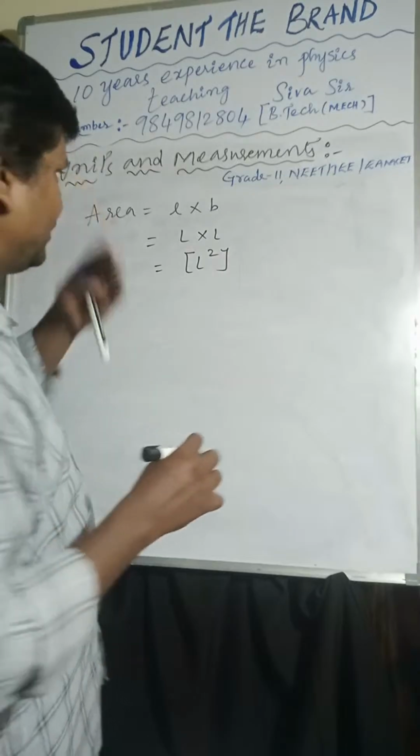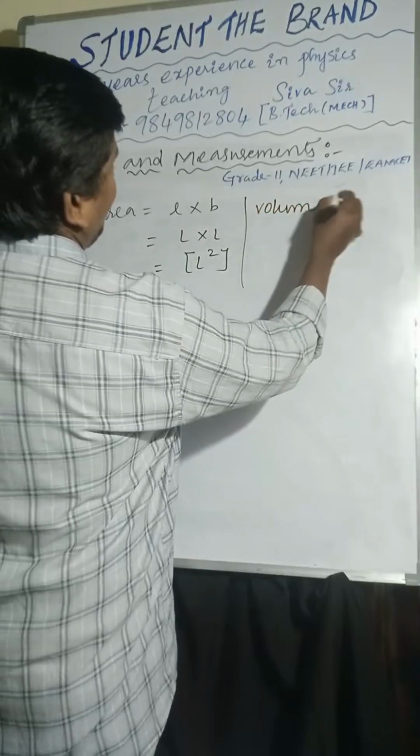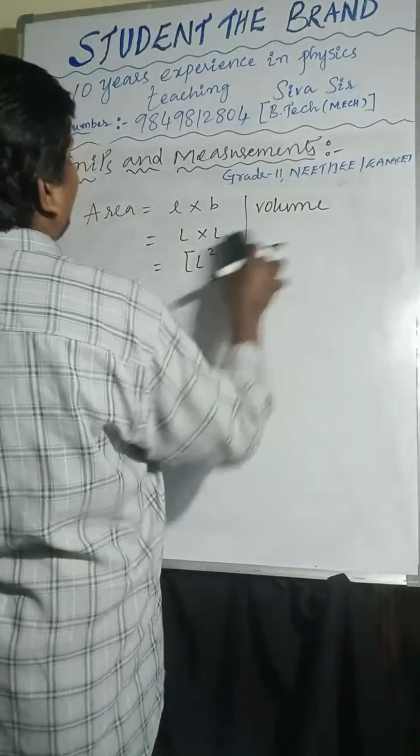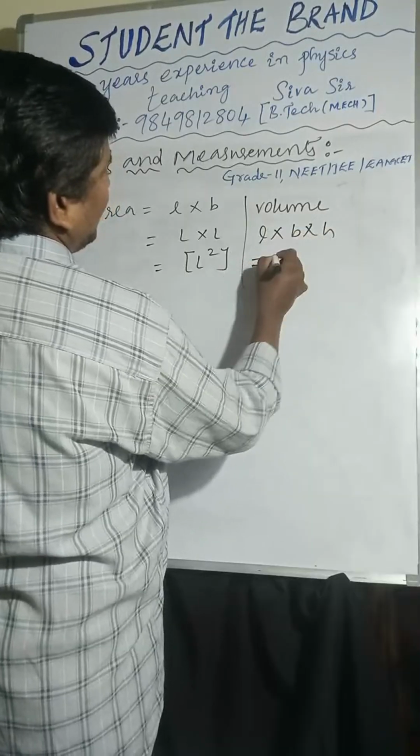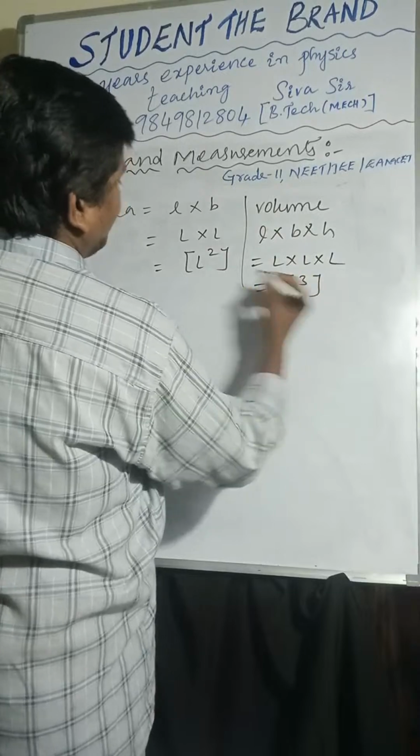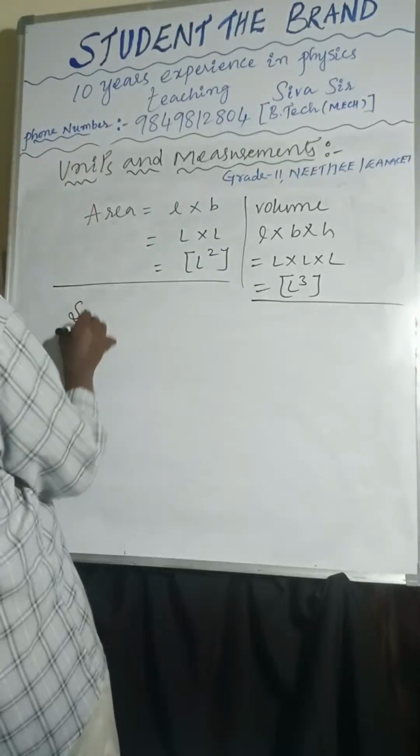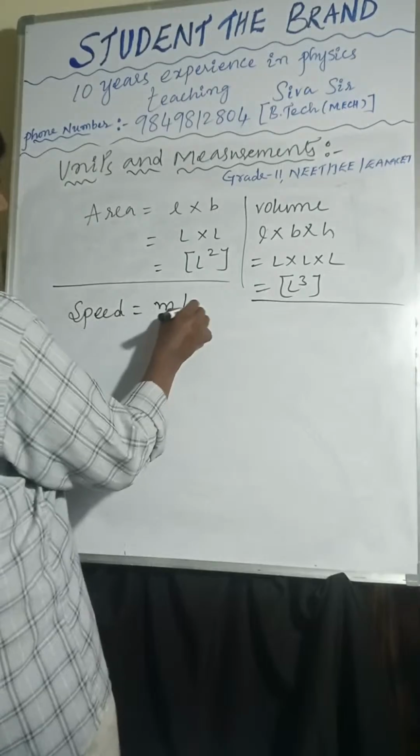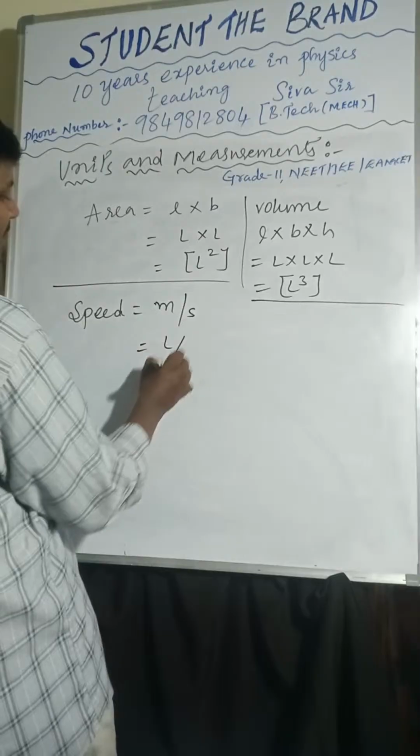Whereas volume is equal to length into breadth into height. That is L into L into L, so the dimension formula is L cube. Coming to acceleration, or we can take speed. Speed is equal to distance by time taken. Here distance is L and time is T.